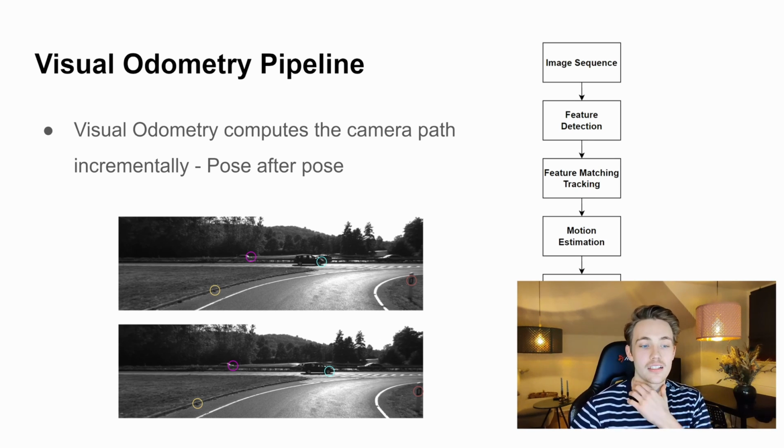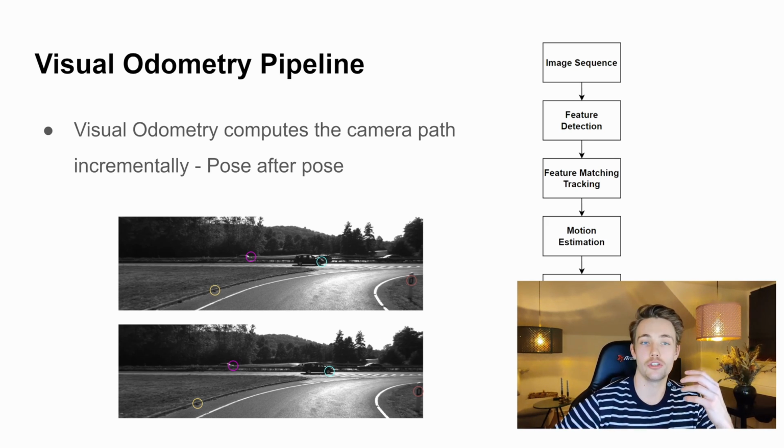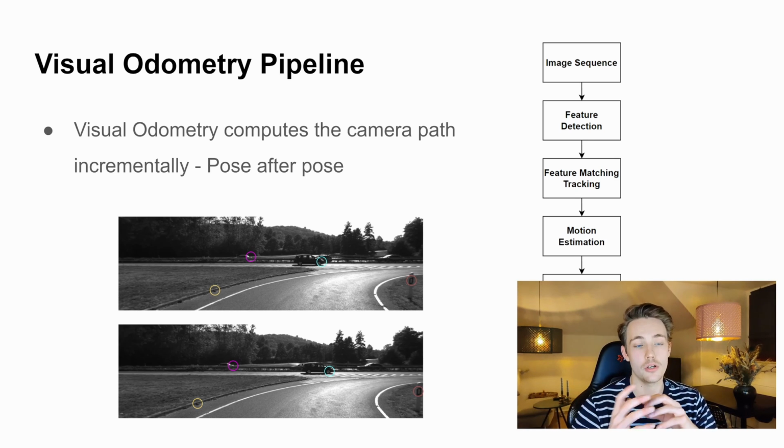The bottom here is local optimization. So we're taking in an image sequence. We're doing feature detection, then we're matching the features that we're detecting. Then we can estimate our pose, and then we can optimize it locally when we're talking about visual odometry. When we're talking about SLAM, we can also do global optimization when we're detecting loops.